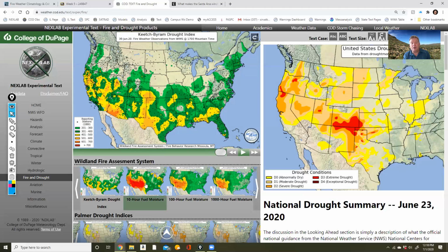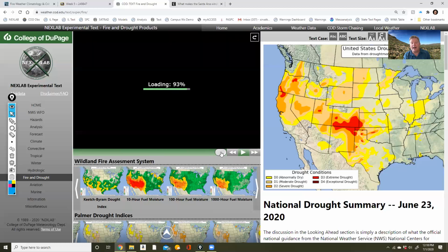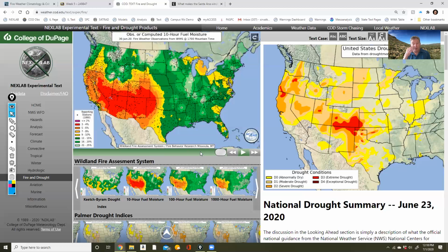Well, the fuels that go quickly are known as a 10-hour fuel moisture. So this really relates to how quickly things can burn, like grasses, very small diameter twigs. So what we're seeing is that it's fairly dry across the desert, which we would expect at the beginning of July. We're going to see that change in the future.